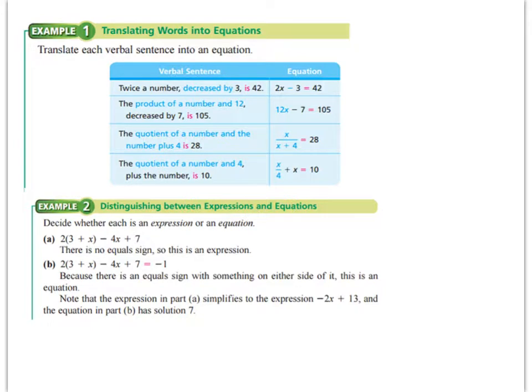Here, just looking at the difference between an expression and an equation. So for this first one, we've got 2 times the sum 3 plus x minus 4x plus 7. So that is just an expression. We don't have an equal sign. If we throw the equal sign in there, equals -1 in this case, what they went with. So then that is an equation. Notice that the expression in the first part, you could simplify that to -2x plus 13. And if you're going to solve this equation, you actually get x equals 7 if you try to solve that equation.